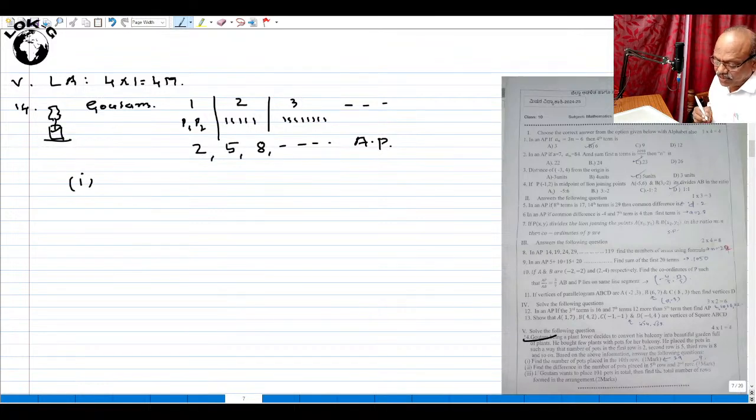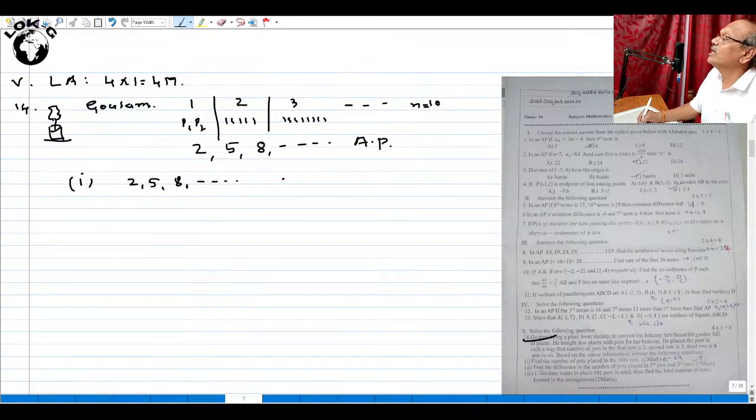What is the first question? Find the number of pots placed in the 10th row. Like this, if you go to the 10th row, 10th row means n is equal to what? 10. Here, we'll directly take it as an AP problem. It's an AP 2, 5, 8, and so on. You are asked to find out the number of pots in the 10th row. That means a n in the 10th row. 10th means n is equal to 10. a n you have to find out, where n means the number of terms in it.